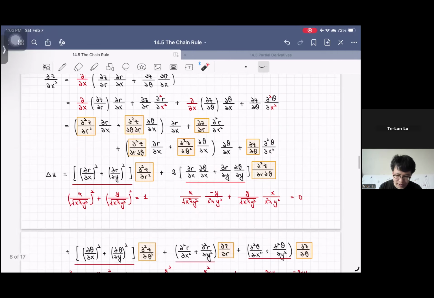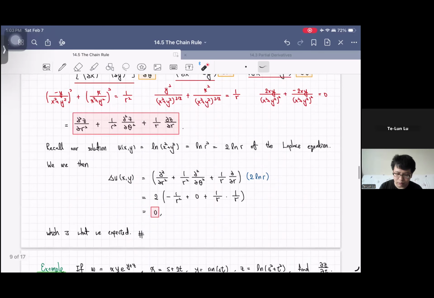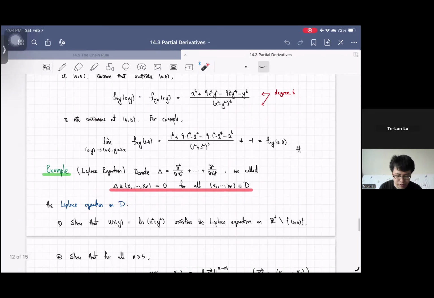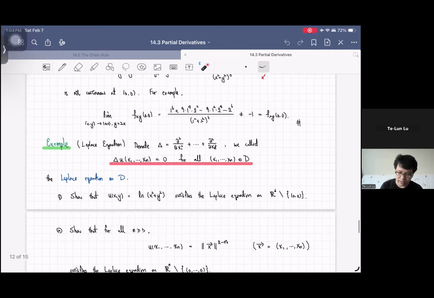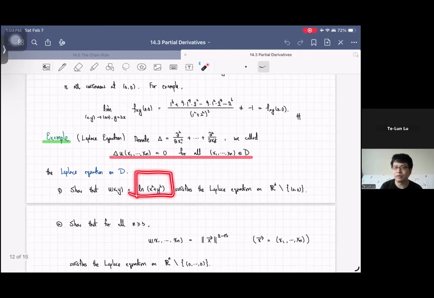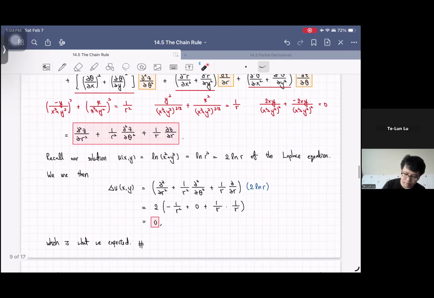And now I want to do some application. So let us go back to where we introduced the partial differentiation Laplace equation. I want you guys to show that the ln of x squared plus y squared is actually a solution to the Laplace equation in two-dimensional version, right? And let us verify it here again. So u of x, y being ln of x squared plus y squared is simply ln r squared, which is 2 ln r, right?